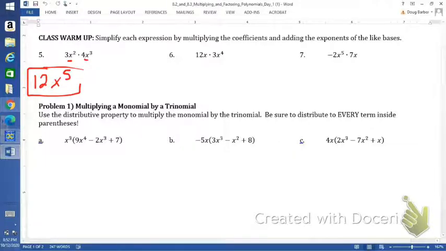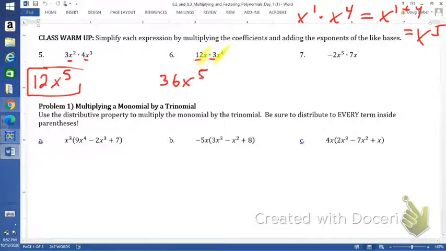Number 6, multiply the coefficients. Alright, so 12 and 3, that's going to give us 36. And then we have an x times an x to the 4th. So we have an x to the 1st times an x to the 4th. That's going to equal x to the 1 plus 4, which is an x to the 5th. So 36x to the 5th is our answer there.